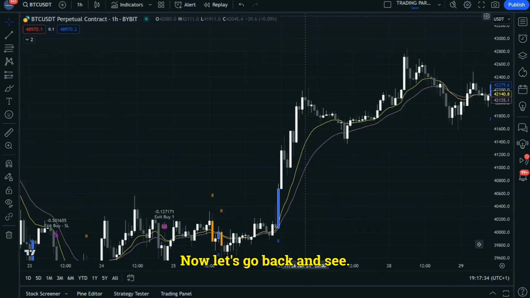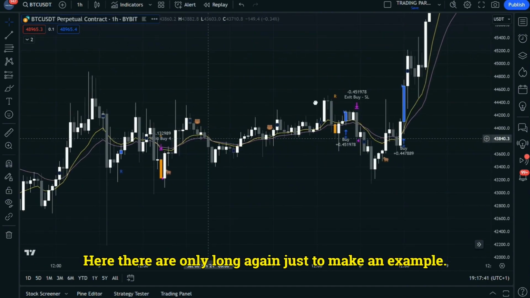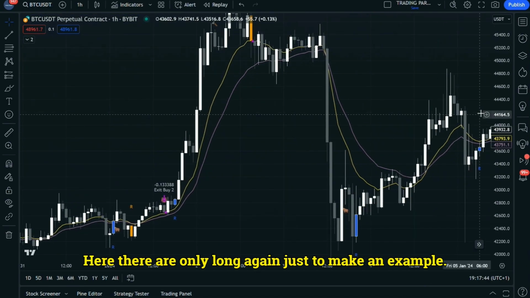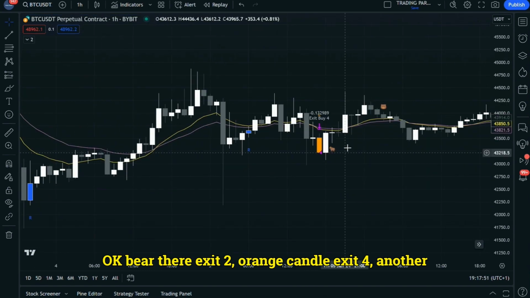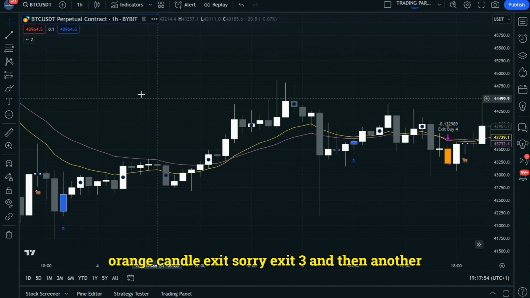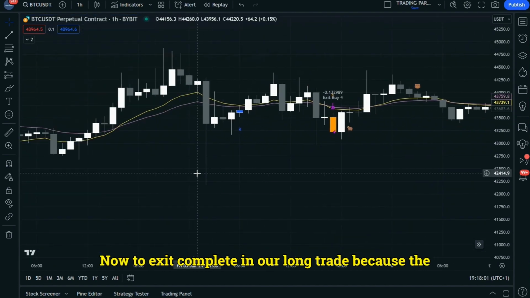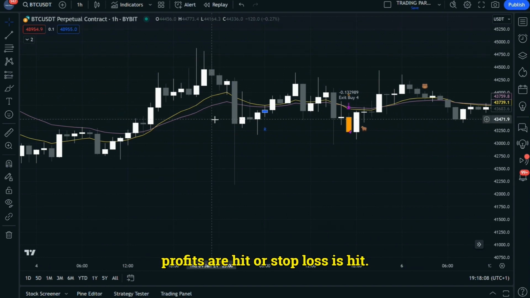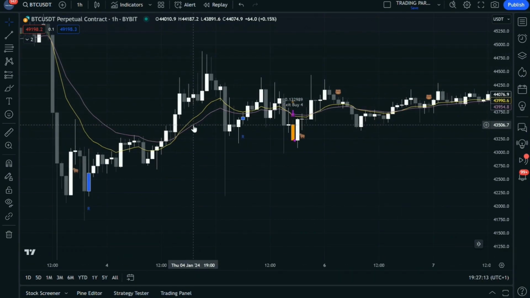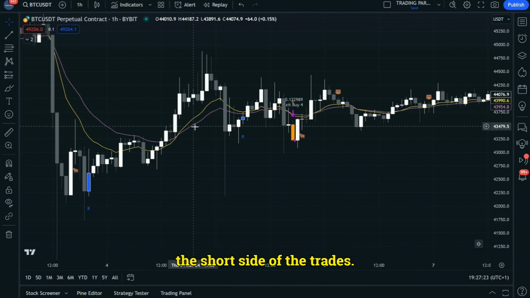Now let's go back and see what happens on the short side of the trade. Here there are only long. Again, just to make an example, okay, here bear, exit 2, orange candle, exit 4, another orange candle, exit 3, and then another orange candle, exit 4. That is what we're waiting for now to exit completely in our long trade, because the system is not exiting the long trade until either the take profit or the stop loss is hit. Now let's go find a short setup and see on the chart what happened on the short side of the trades.